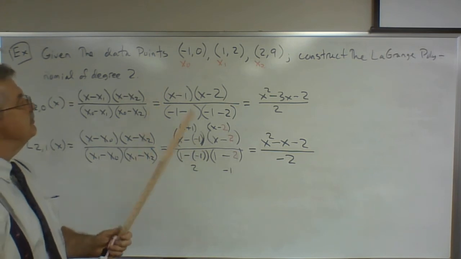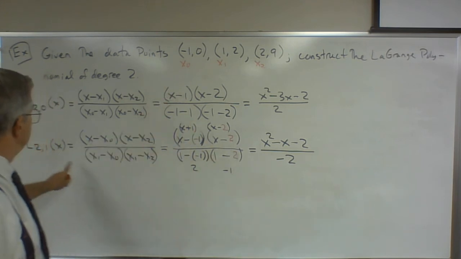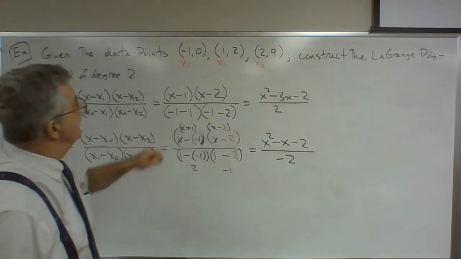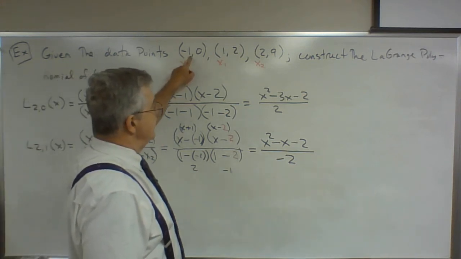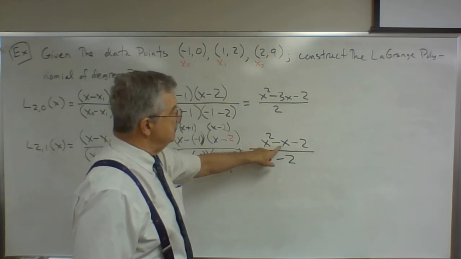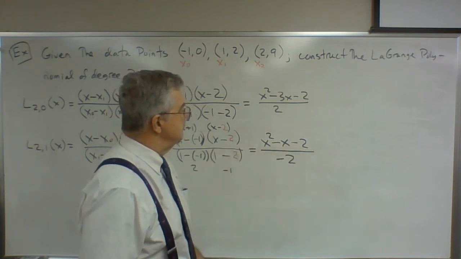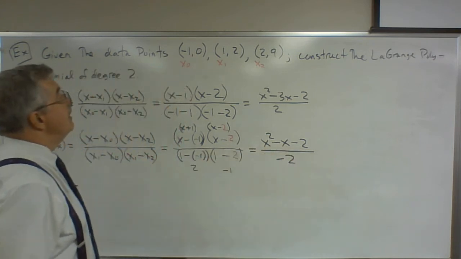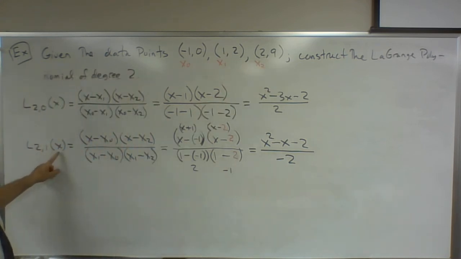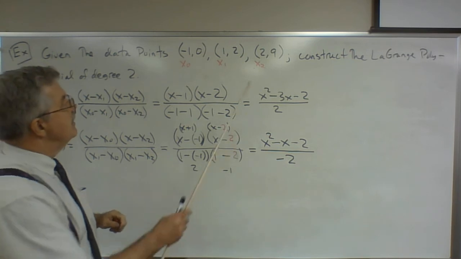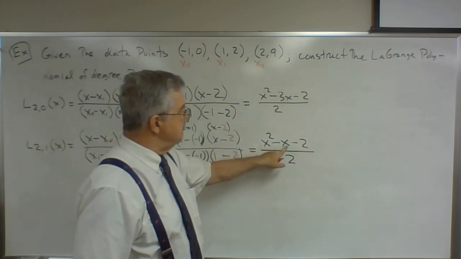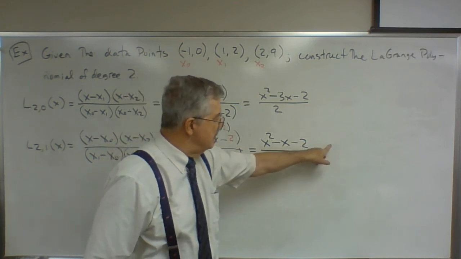Now again, let me make sure it works. If I plug in x0, since the subscripts don't match, I should get 0. So I plug in negative 1 and I get negative 1 squared is 1. Minus a negative 1 is 2, minus 2 is 0. Good deal. Suppose I plug in x2. The subscripts don't match, so I should get 0. If I plug in 2, I get 4. Minus 2 is 2, minus 2 is 0.